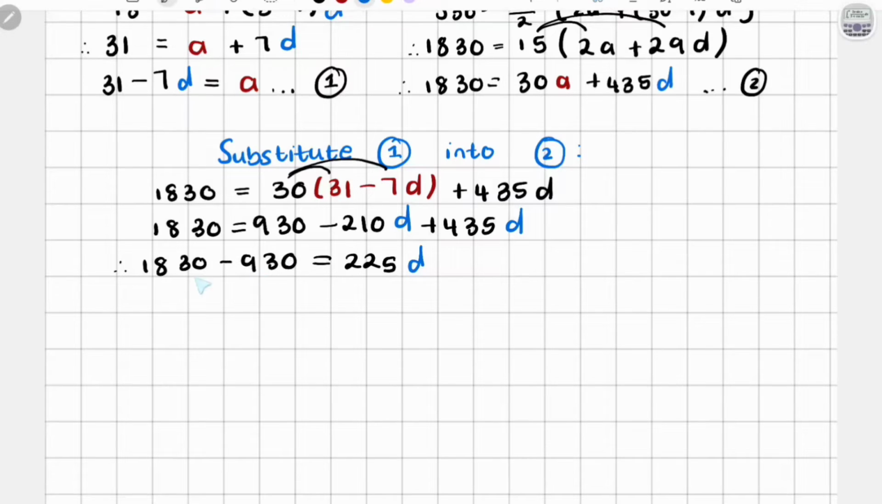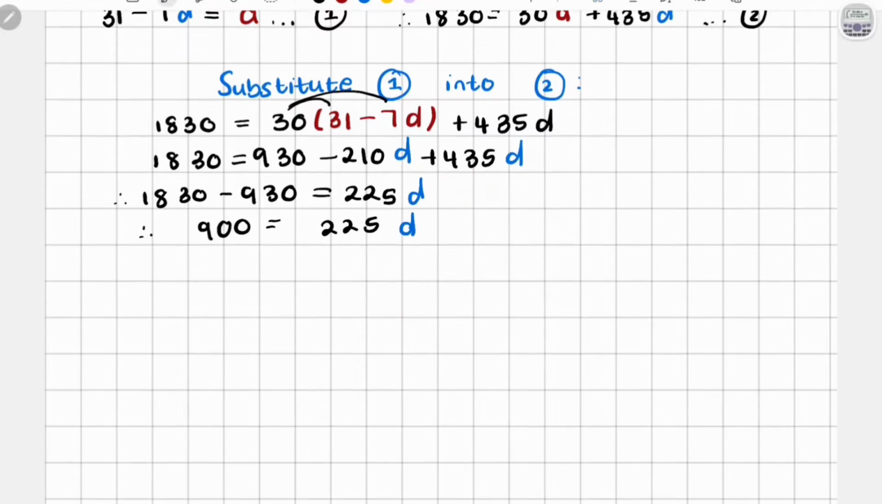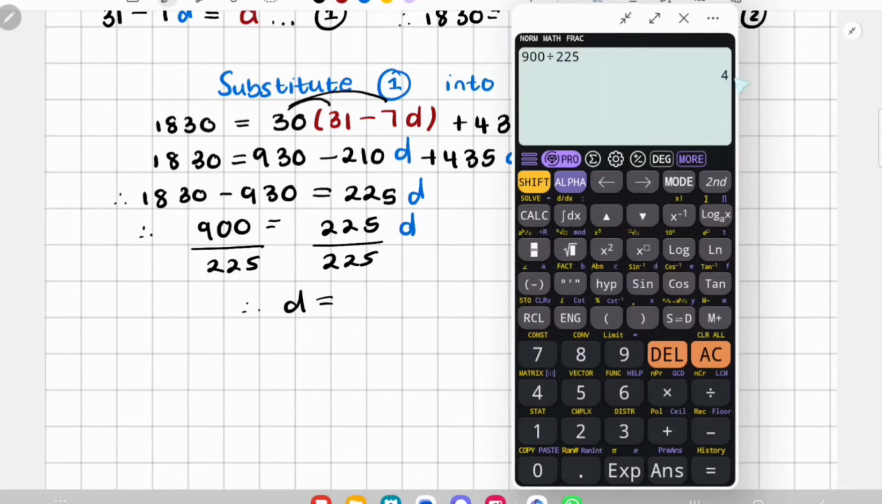1830 minus 930. So 30 and 30 can cancel. 1800 minus 900 would be 900. So 900 is equal to 225D. Okay, then in order to solve for D, we're going to divide both sides by 225. So we just need to find out what 900 divided by 225 is. And you see that that gives us 4. So D is equal to 4.